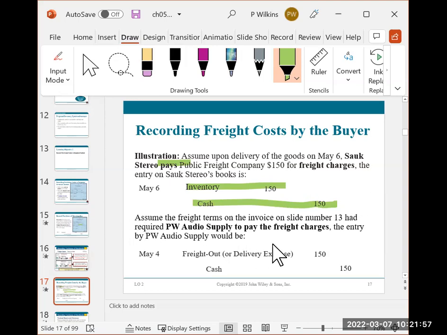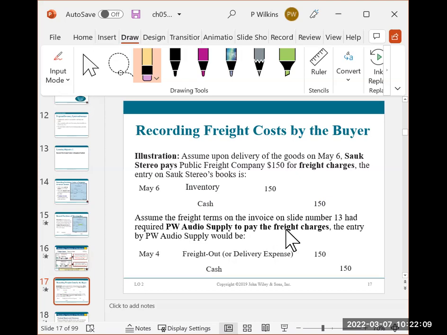Now they're just showing here what would happen if you're the seller. I don't know why they have that on this screen because it says freight cost by the buyer, but let's assume the freight on the invoice was going to be paid by the seller, PW Audio Supply. If the seller was going to pay, you would debit freight out or delivery expense and you would credit cash. Don't worry about that right now. We're going to look at the seller later. Okay.